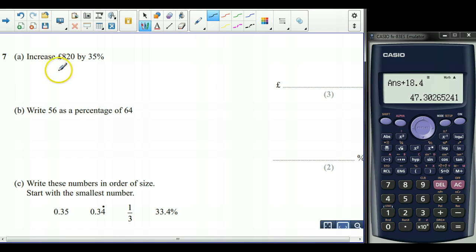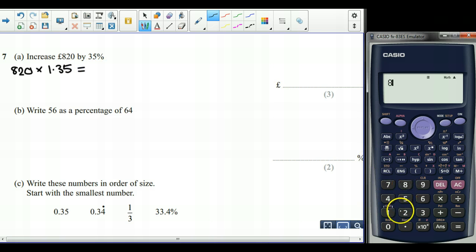I'm going to use the multiplier method, which means that for a 35% increase, I can use a multiplier of 1.35, which means I'm trying to find what 135% is, because I've got my original 820 and then I'm increasing that by a factor of 1.35, and that will take me straight to my answer. And that gives me 1107.